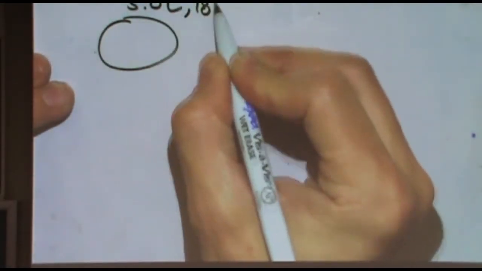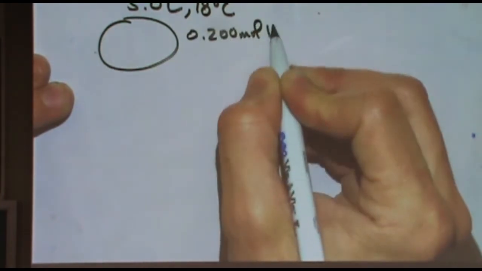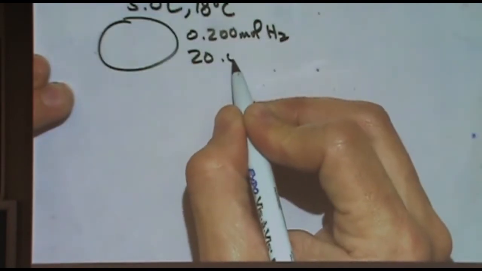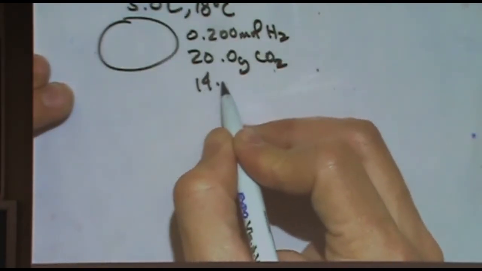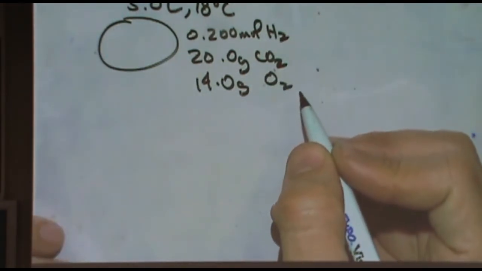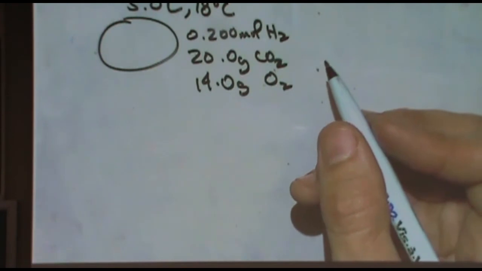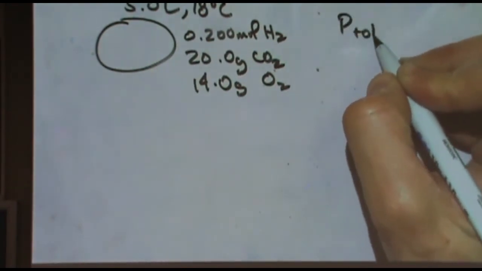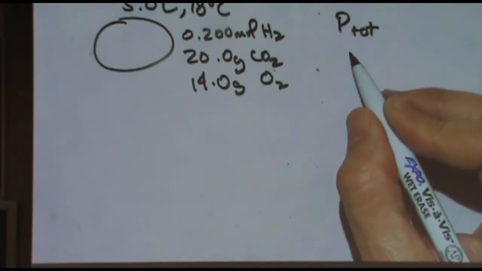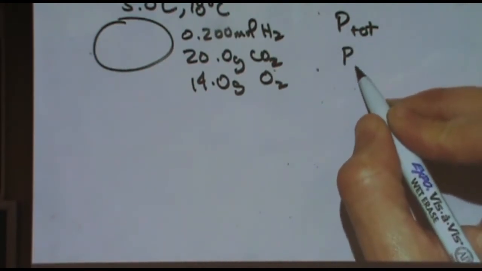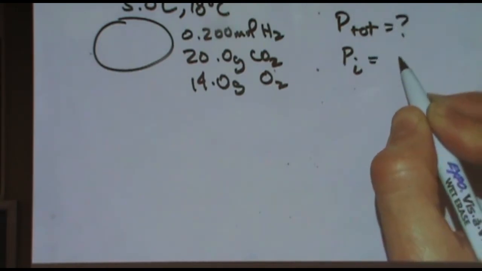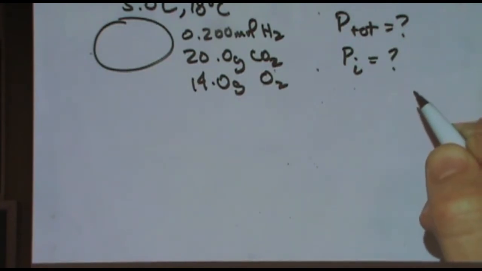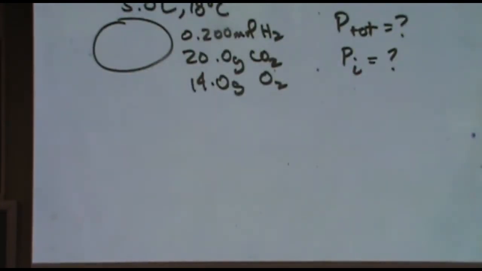We've got a 5-liter container at 18 degrees C. You've got 0.200 moles H2, 20 grams of CO2, 14 grams of O2. I want to know the total pressure in the container, P total, and then the partial pressure of each gas. I'll put Pi, but by that I mean partial pressure of H2, CO2, O2, etc.